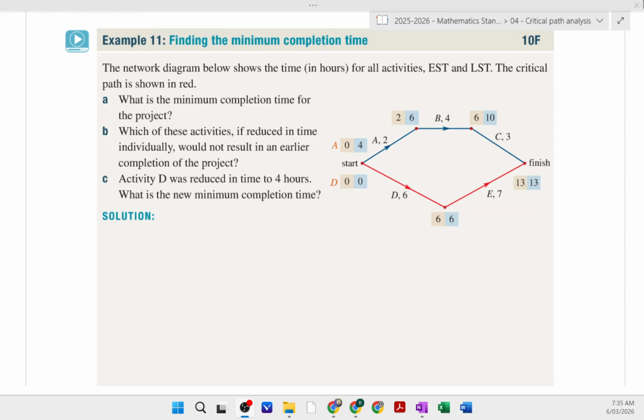One, we are finding the minimum completion time. There's a couple of other things we're going to find, but minimum completion time is the start of it all.